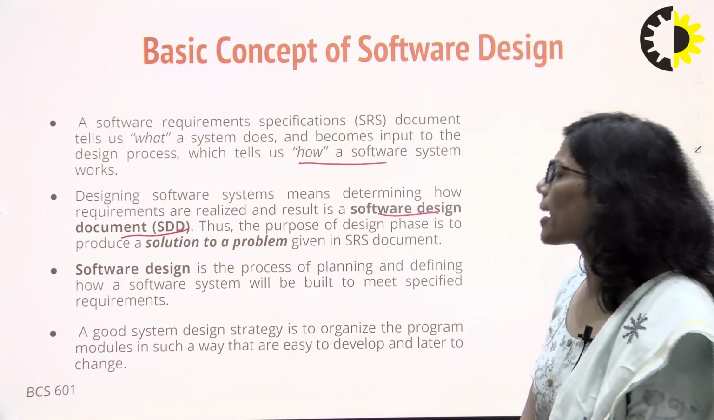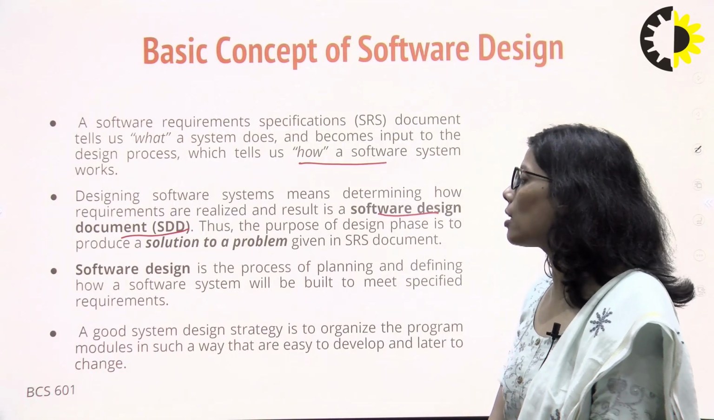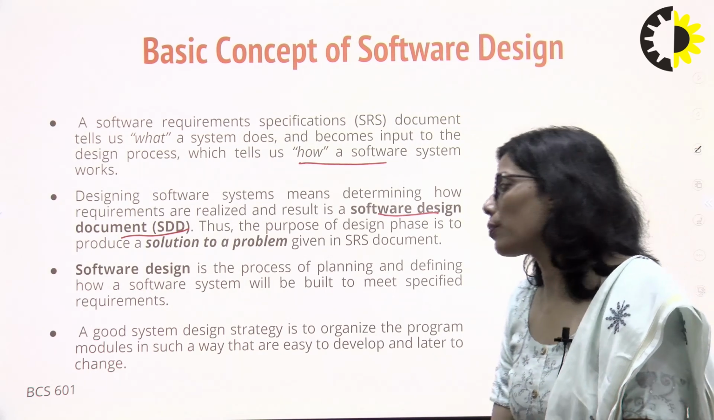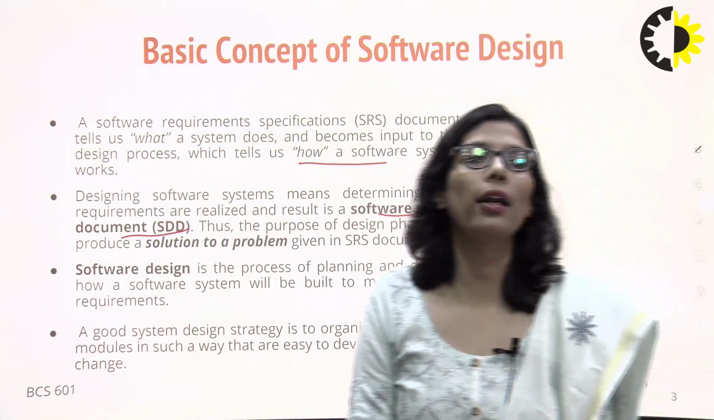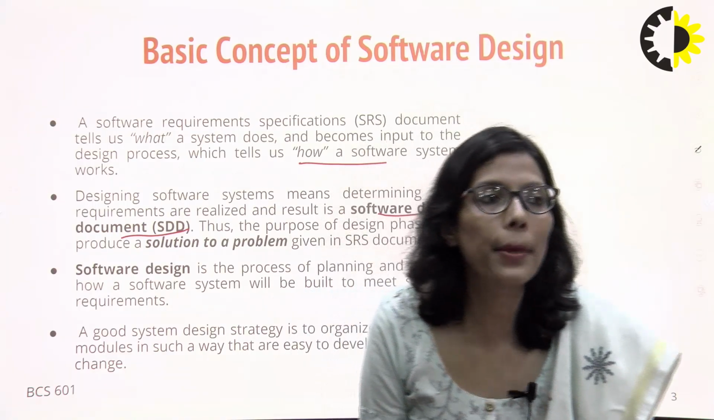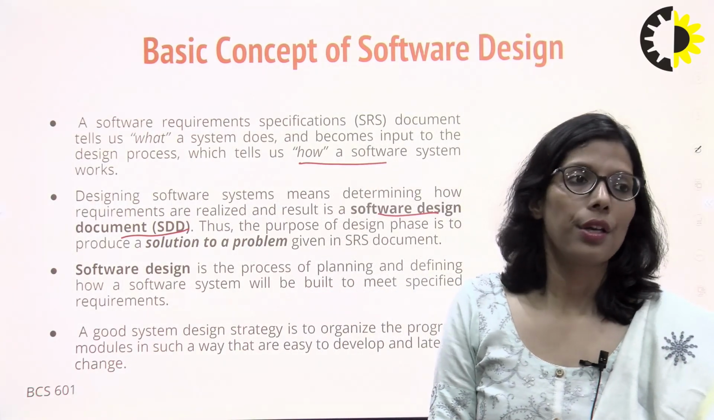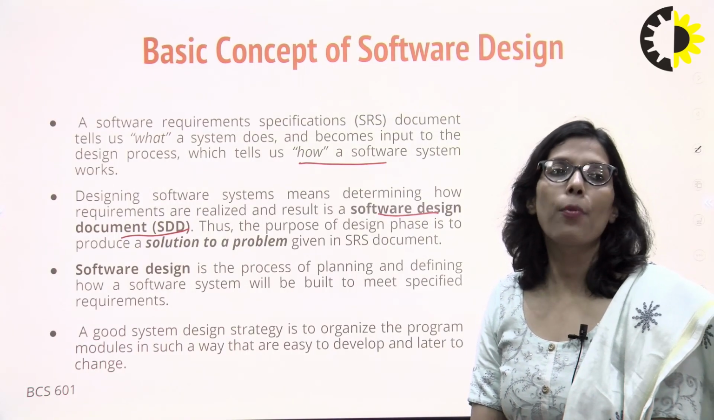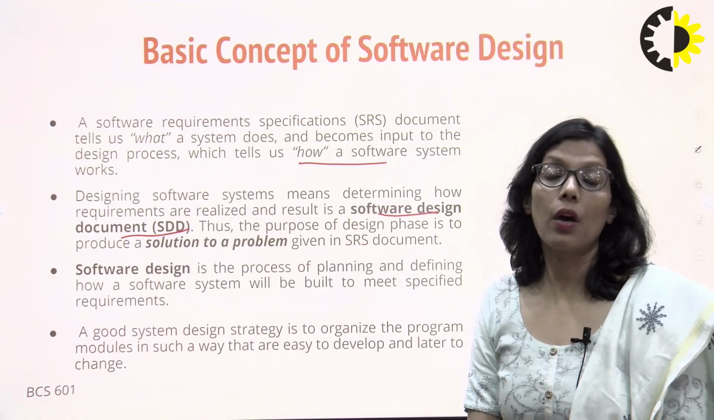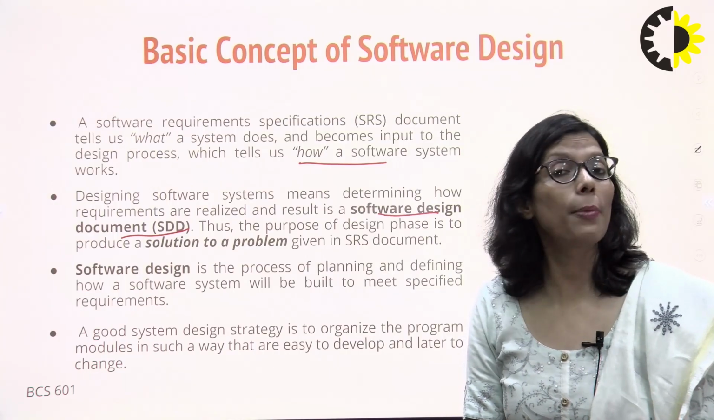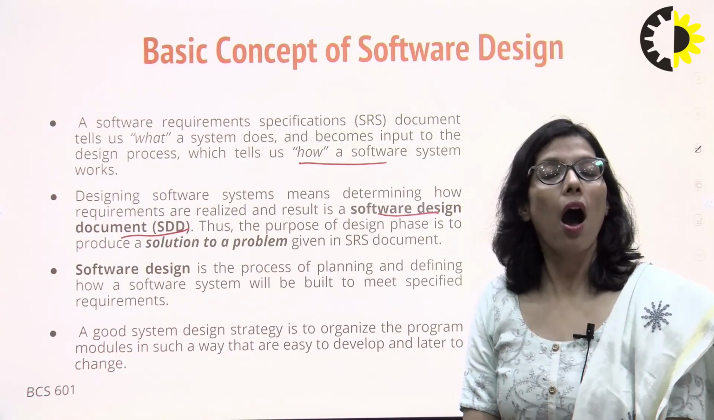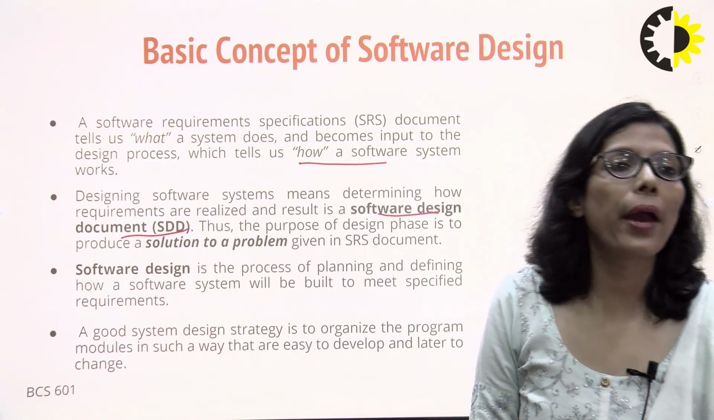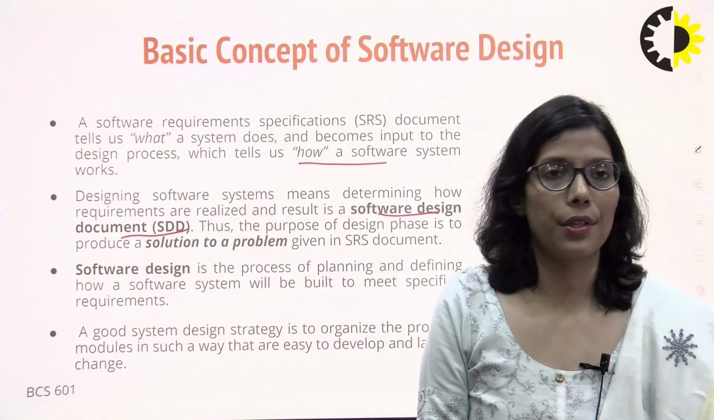So software design is a process of planning and defining how a software system will be built to meet a specific requirement. We have requirements and we have to find out how those requirements will be realized. A good system design strategy is to organize the program modules in such a way that it is easy to develop. Please mind that we are not developing the software, we are just planning how the software will be made. And a good design will result in better development.